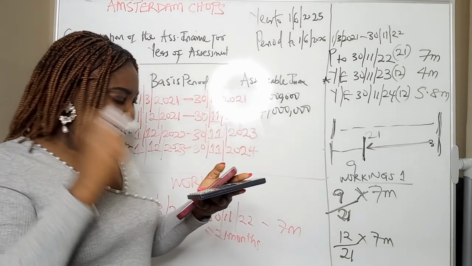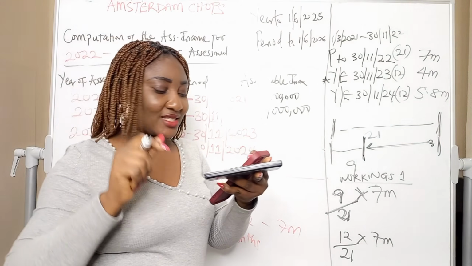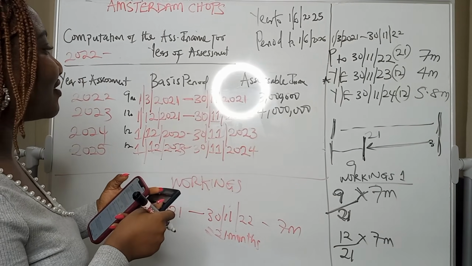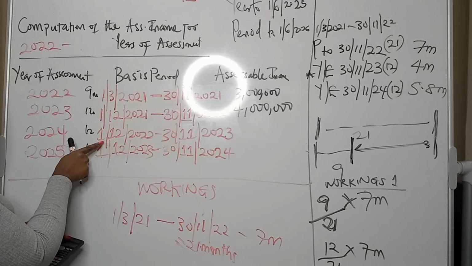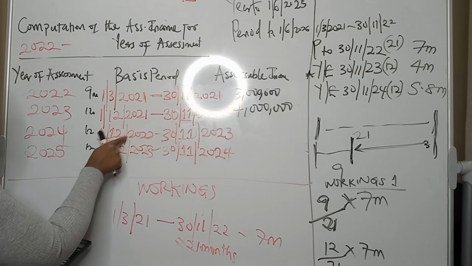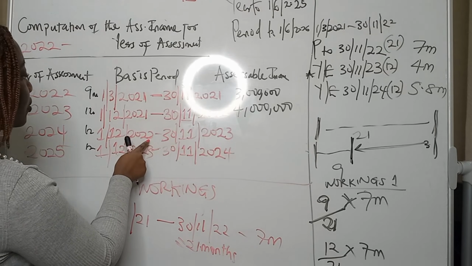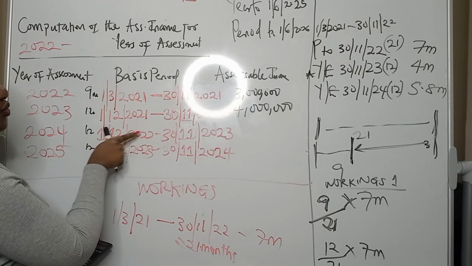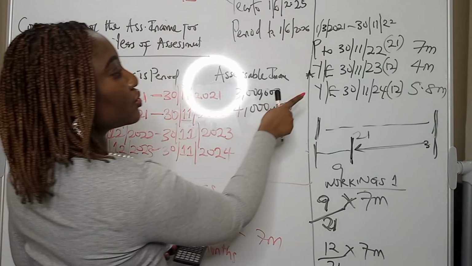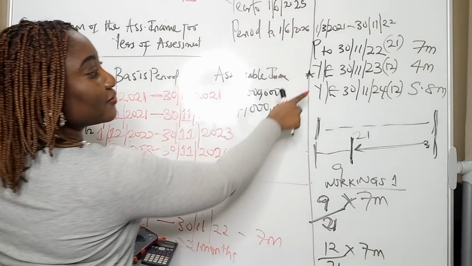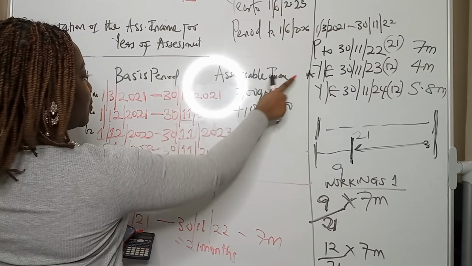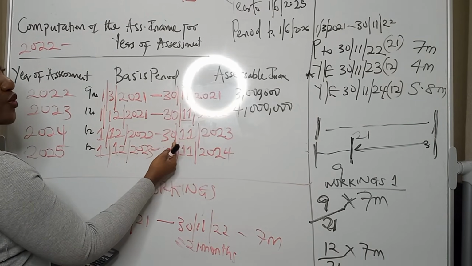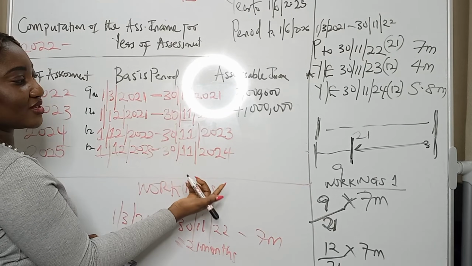There's even another question that is harder than this. I'll put that one on the screen so you test that one. But I'll solve that one tomorrow evening, right? Then the next basis period is 1st of December 2022 to 30th of November 2023. So ask yourself, where will I find 1st of December 2022? Of course, I'll find it here, right? Because this one started on 1st December 2022 and ended on 30th November 2023, which luckily coincides with where this one too ended, 30th of November 2023.